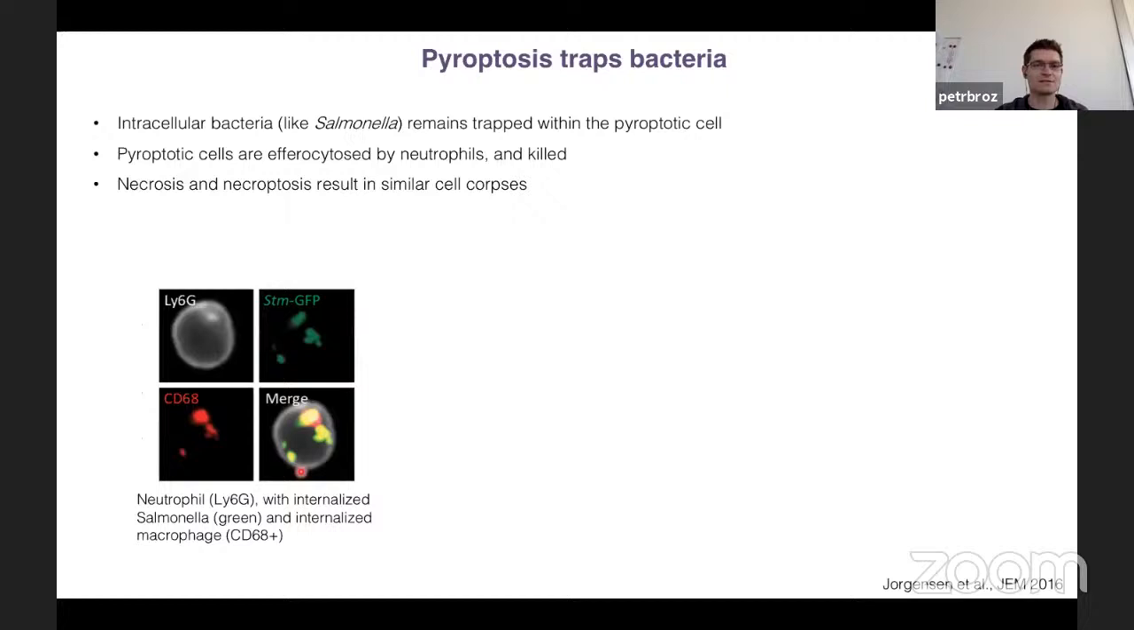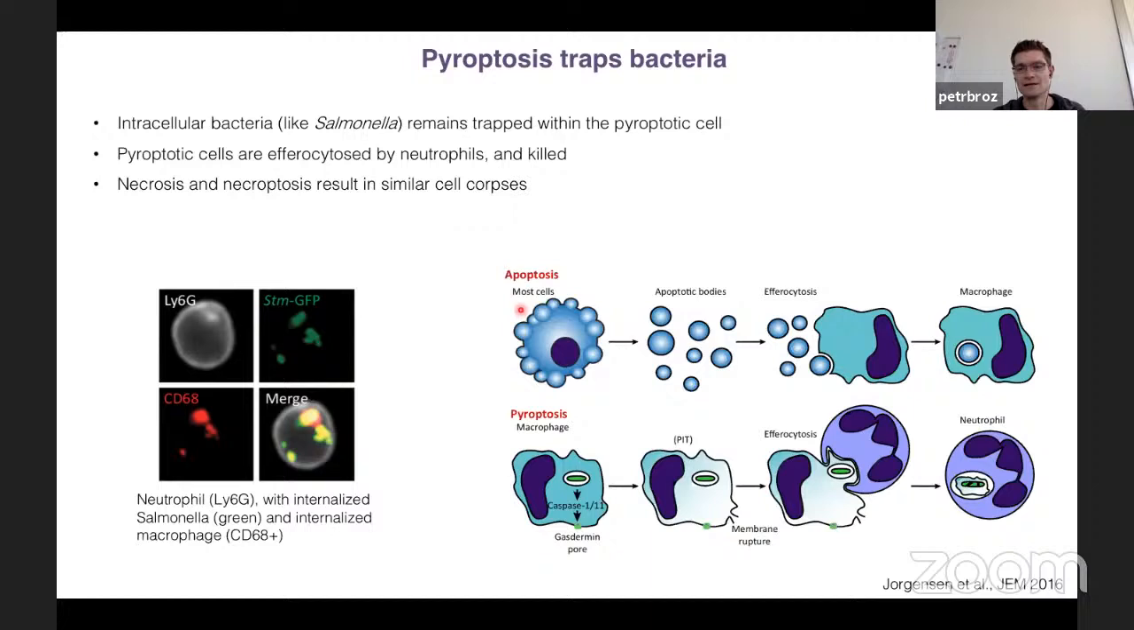So this concept of pyroptosis trapping bacteria was developed by Ed Miao's lab. What they could show is that intracellular bacteria like Salmonella remain trapped within the pyroptotic cell, and that these pyroptotic cells actually attract neutrophils. And here, for example, they had this neutrophil, Ly6G positive, that has eaten up a macrophage, which is seen here by the CD68 signal. And through that, also the bacteria that were contained within this macrophage, tagged with GFP. And this allows the neutrophil to kill those bacteria. And in that paper also, they suggest that apoptotic cell corpses are more efferocytosed by macrophages and that the pyroptotic cell corpses, which they call PITs for pore-induced intracellular traps, attract more neutrophils, and the neutrophils do the killing job eventually.